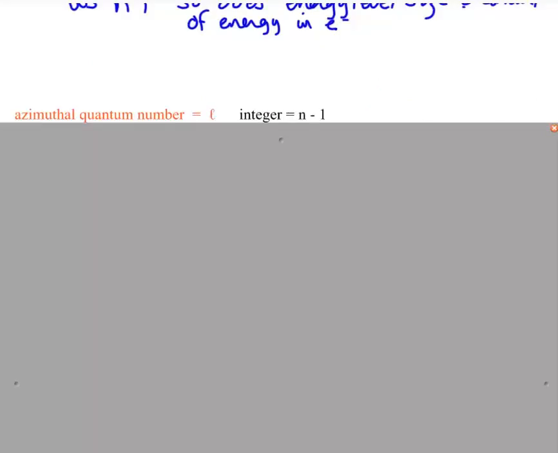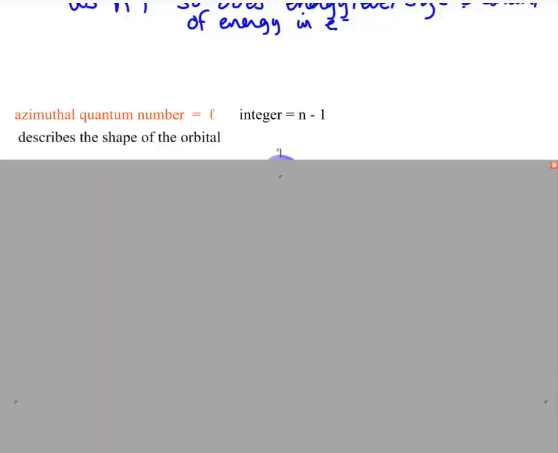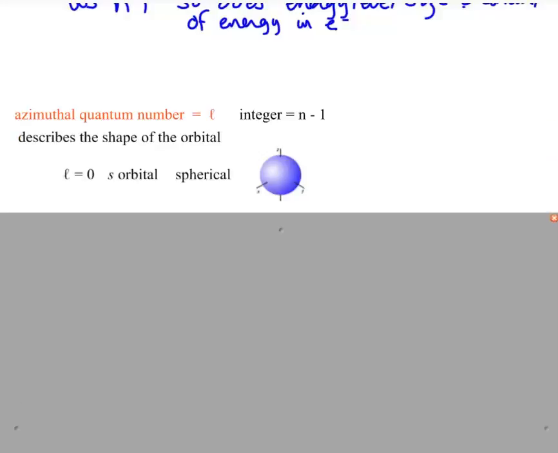The second quantum number is the azimuthal quantum number. It is an integer. n minus 1 is its largest value. It can start at 0. It describes the shape of the orbital. When l equals 0, the smallest value for the azimuthal quantum number, we have an s orbital. The simplest shape is a sphere.